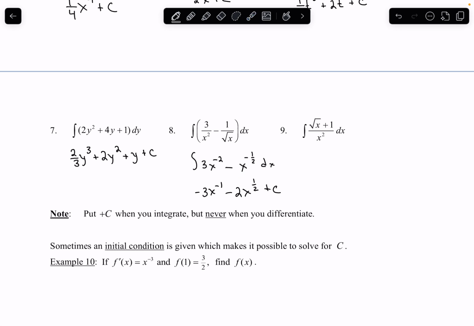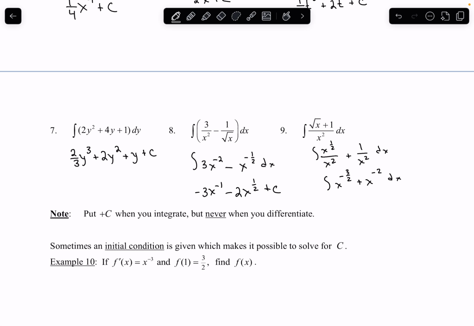Okay, number 9, the integral of root x plus 1 over x squared. I'm going to split this up first. Actually, I'm going to write root x as x to the half over x squared plus 1 over x squared dx. And then I'm going to rewrite that. I'm going to move the x squared up, and I end up with x to the negative 3/2 when I combine it with the x to the half, plus x to the negative 2 dx.